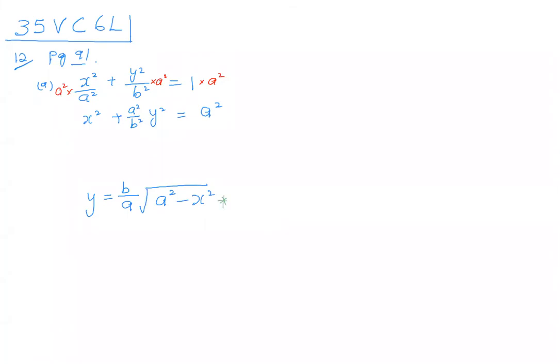So now what should you do? You see we have a squared minus x squared, which means that you have to move the x squared over here. You have to move the x squared over there.